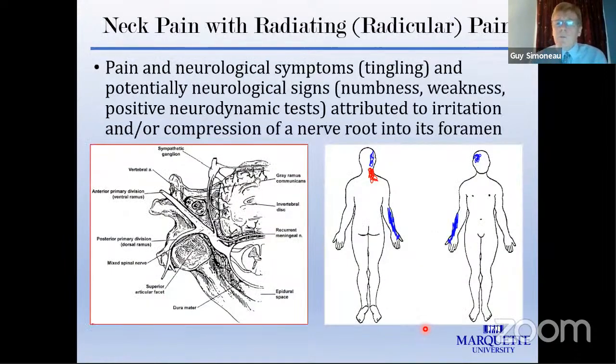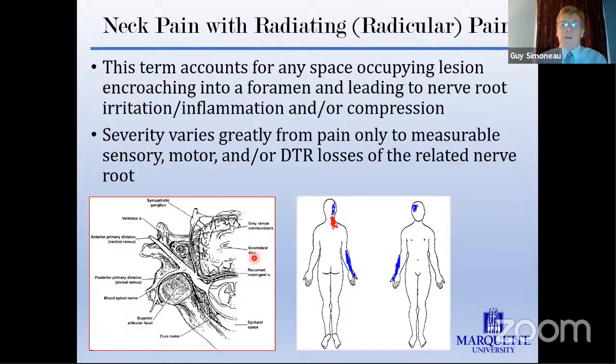So neck pain with radiating pain is defined as someone who has pain and neurological symptoms like tingling, and potentially neurological signs like numbness and weakness and positive neurodynamic tests, that is attributed to irritation or compression of the nerve root in the foramen. The term itself just means that there's something irritating or compressing the nerve root, regardless of that condition.